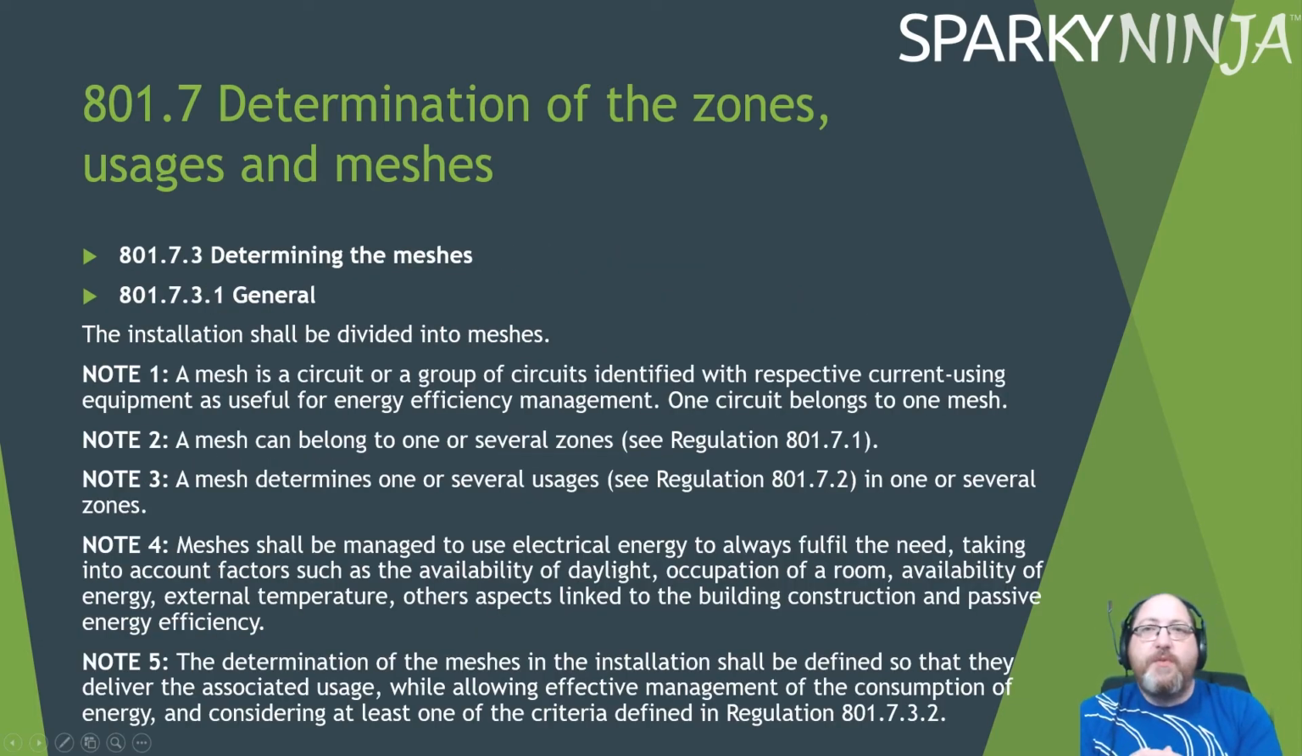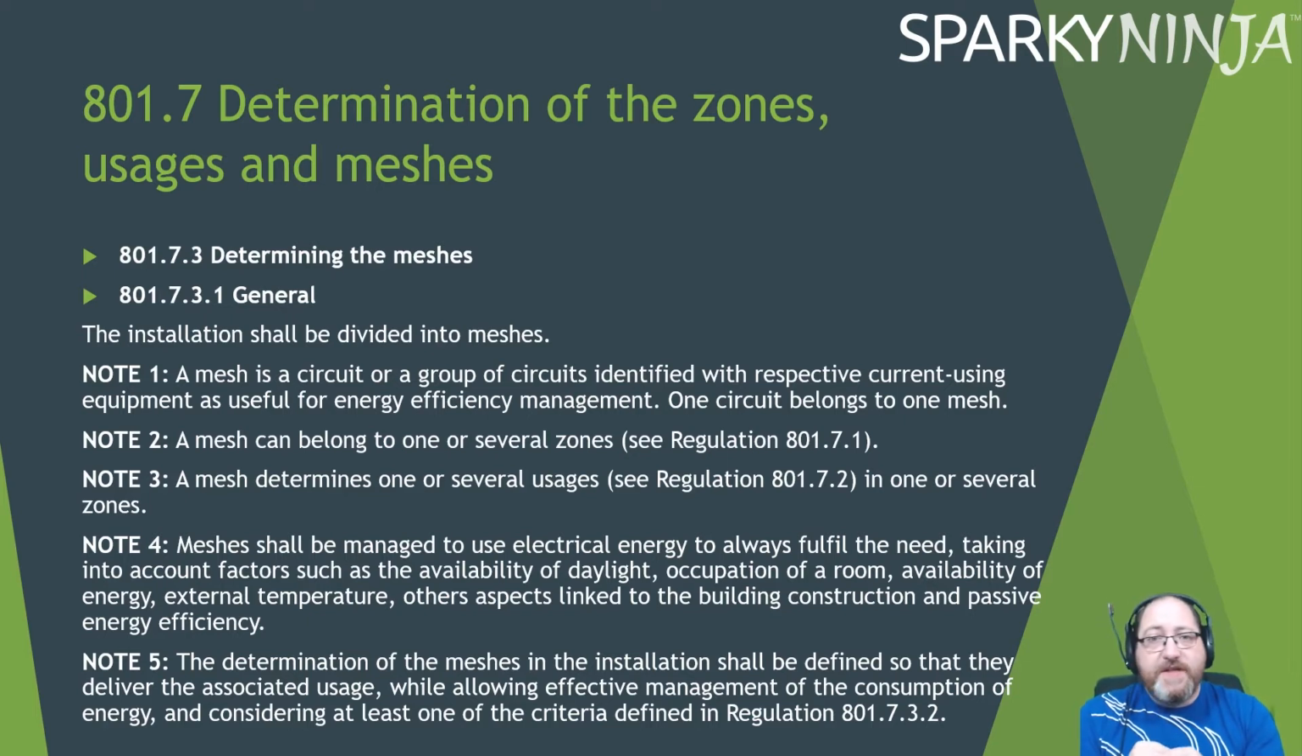Determining these meshes. The installation will be divided into meshes. A mesh is a circuit or a group of circuits with respective current rating, etc. It can belong to one or several zones. A mesh can determine one of several usages. They'll be managed to use electrical energy to always fulfill the demand, taking into account factors such as the availability of daylight, the occupation of a room, the availability of energy, external temperature, other aspects linked to building construction, and passive energy efficiency. So again, lux levels, illuminance levels, occupation of the room: a room that's not occupied has heating turned off, a room that is occupied has lights on a sensor, kind of things like that.